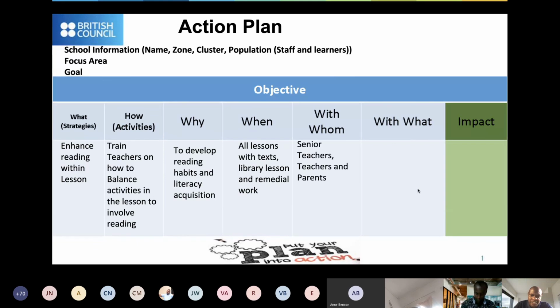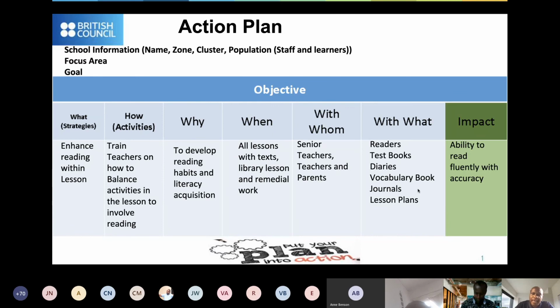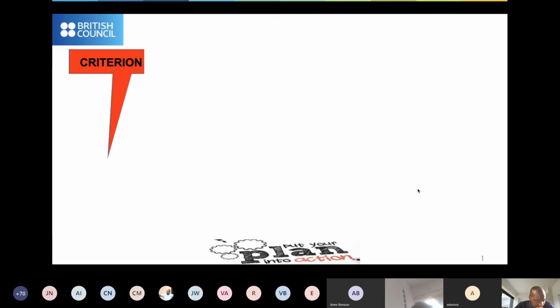I will involve senior teachers and parents, and we are going to use readers, textbooks, diaries, vocabulary journals, and lesson plans. And my success will be when learners are able to read fluently with accuracy. So once you have done this, you need to unpack that success, because you're supposed to be measuring your success. So I will go back and measure my success.